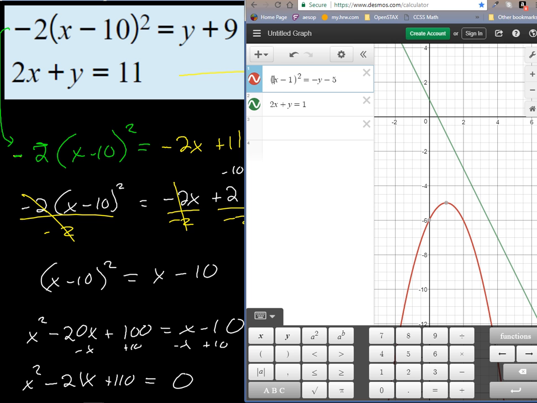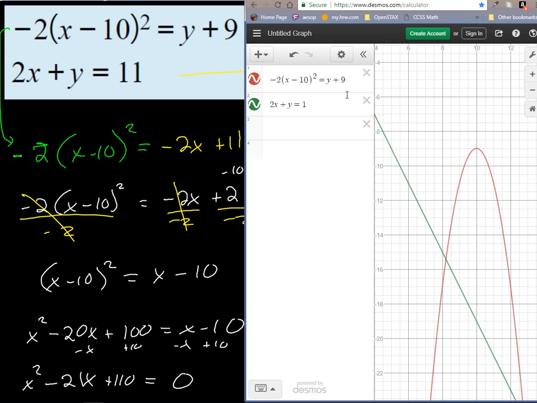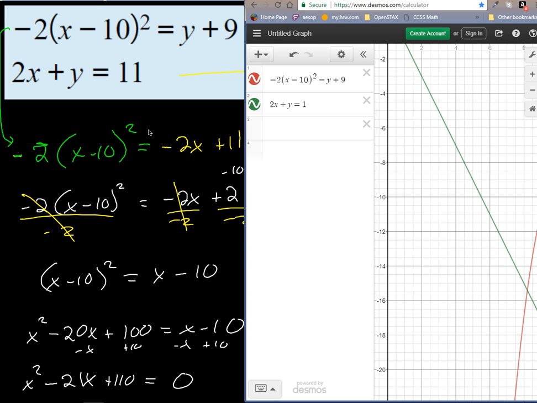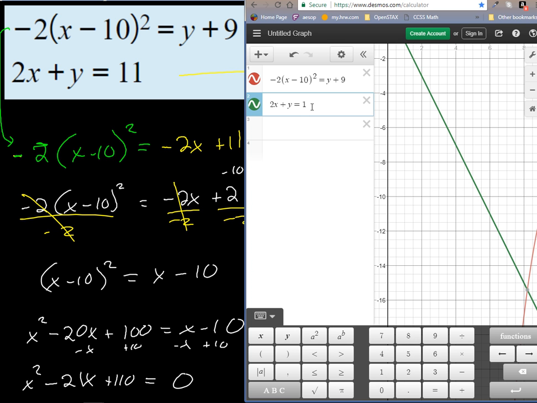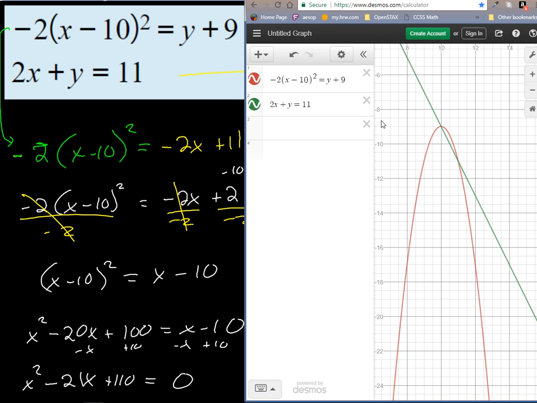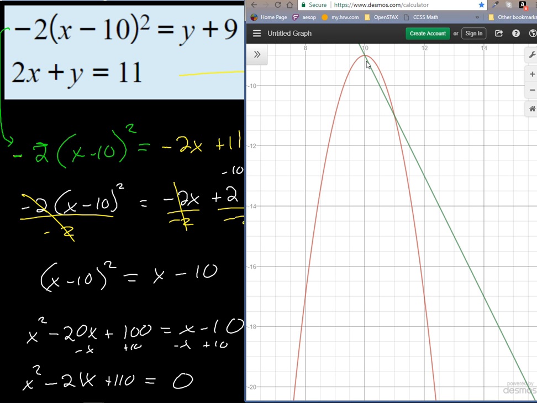We're just going to edit this one: negative 2 times the quantity x minus 10 squared equals y plus 9. Okay, so somewhere on there's our graph, right? Okay, how about the line? The line should be 2x plus y equals 11. Okay, and if we look at this carefully, let's look at the intersections. What's the x value for that one? 10. What's the x value for that one? 11. What do you know? It works. Okay, how about that?